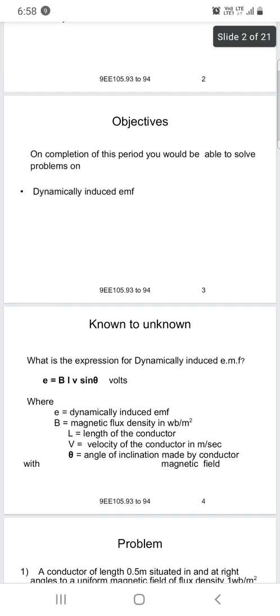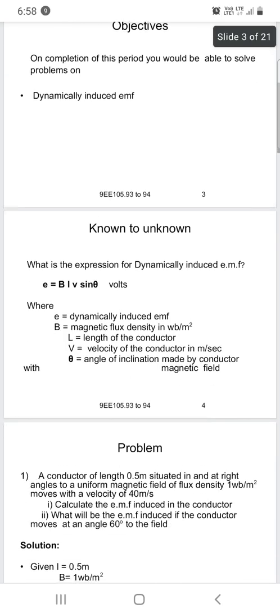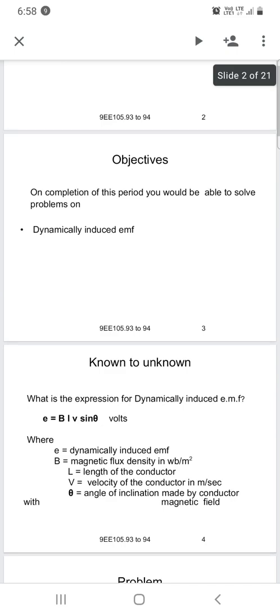And today, the main objective is that on completion of this period, you will be able to solve problems on dynamically induced EMF, and derive the expression for dynamically induced EMF.